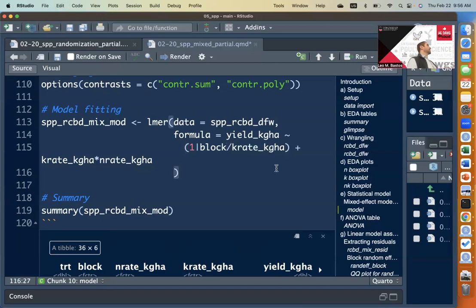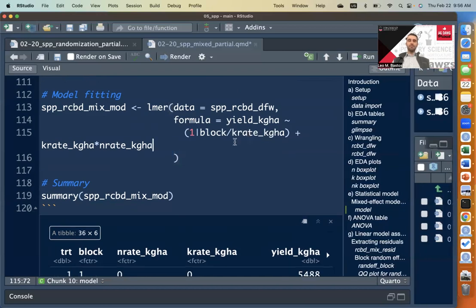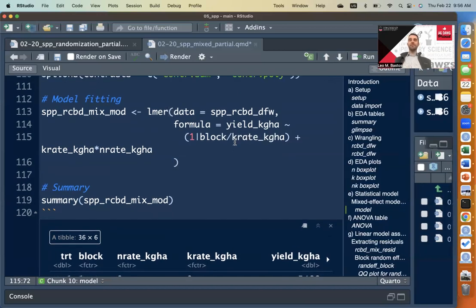So here, again, just to recap, we are explicitly saying that potassium rate levels are nested in blocks, and that is the only thing that lets this model know that this is a split plot. So again, notice how small of a difference this is and how easy it may be for you to run the wrong model, right? So it's just important for us to know what we're running and how to properly run the models that we have in the field, or to represent what we have in the field with the models that we run.